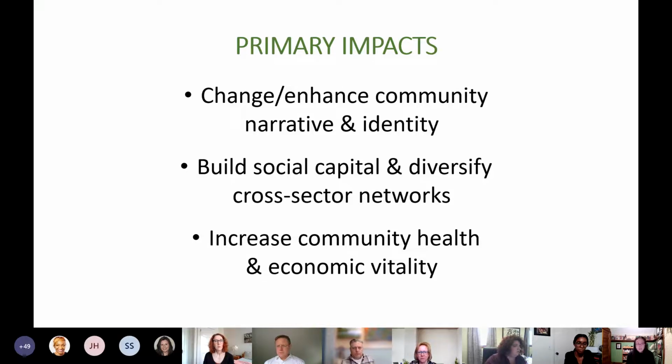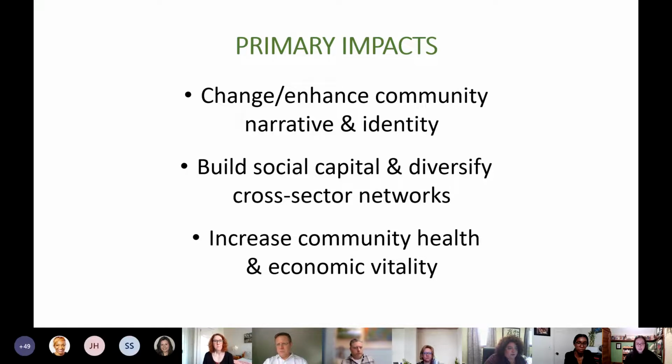And then diversifying cross-sector networks. Working with artists pulls in different sectors. So all of a sudden you're working with an artist who's working with the neighborhood organization, who's working with the transportation agency. And by mingling these different ideas and sectors, you get something different and you get something stronger.